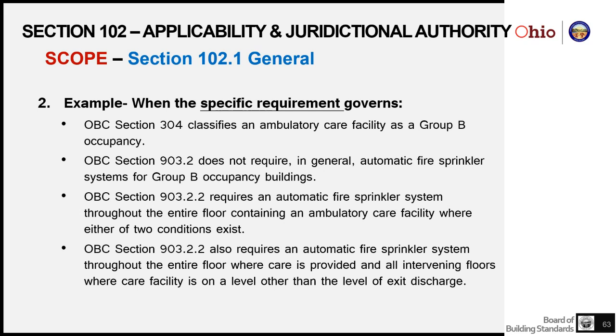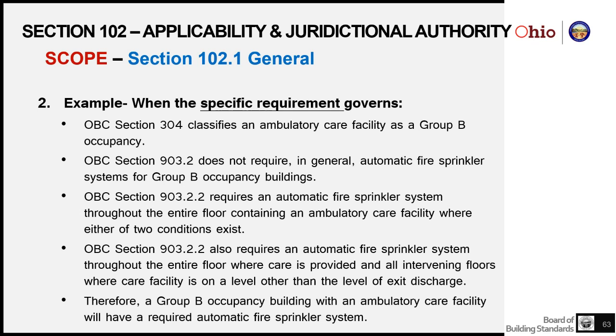So there's a couple requirements here that are going to require automatic sprinkler systems in a Group B occupancy building where you may not think or expect to find an automatic sprinkler system. So it is a more specific requirement based on how the building is used. It still is a Group B building, but it has an ambulatory care facility in it.